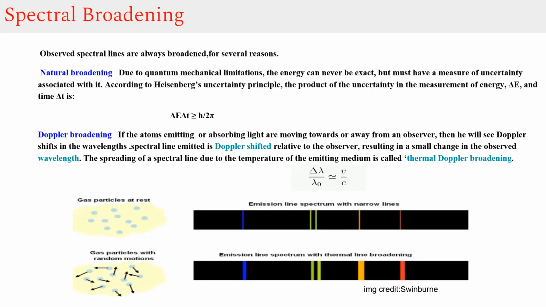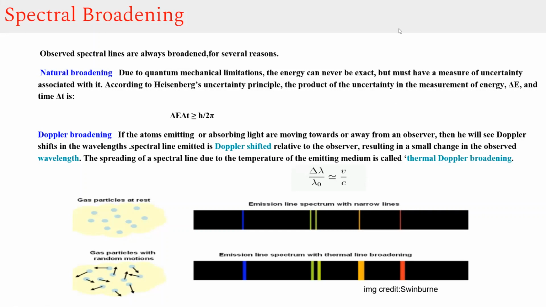First one is the natural broadening, which is due to the quantum mechanical properties of the electron. The energy required by the electron to jump from the lower energy state to a higher energy state is not exact, due to the uncertainty associated with it, as we can understand from the Heisenberg uncertainty principle.